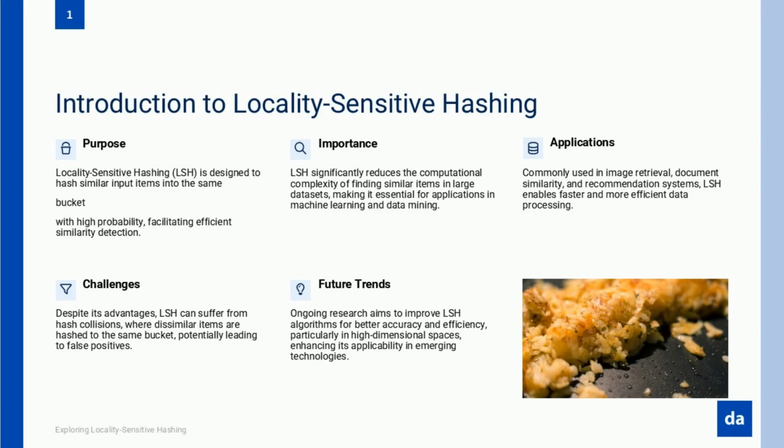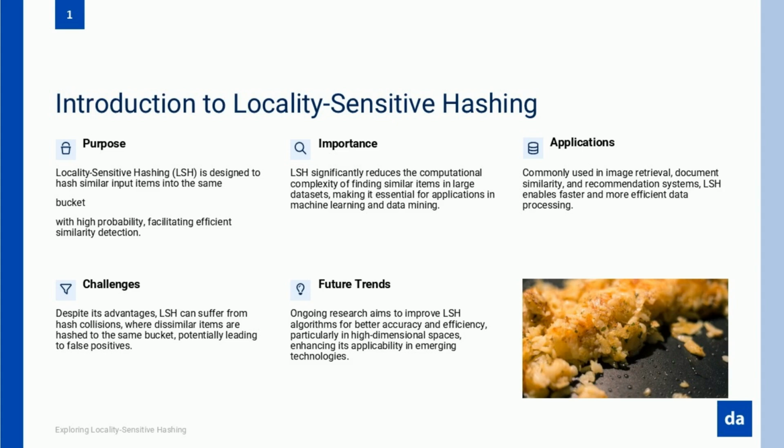You ever tried finding an old photo on your phone, scrolling endlessly through thousands of images, and thought, there's got to be a better way? Well, what if your phone just knew what you were looking for and grouped similar photos together automatically? That's the magic of locality-sensitive hashing, LSH for short. It's a technique that allows computers to quickly find similar things without having to search through everything.